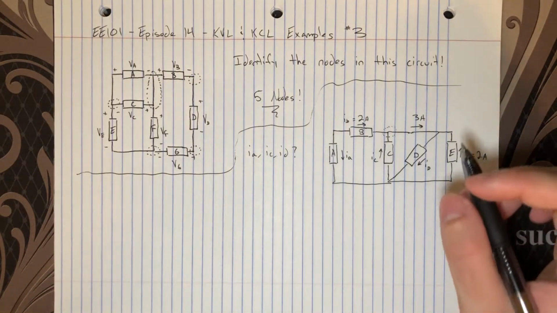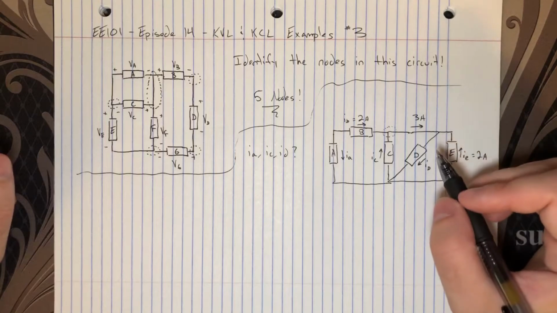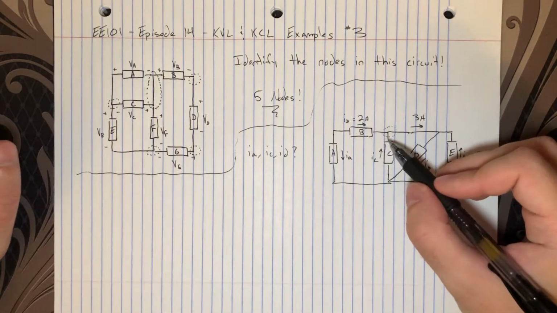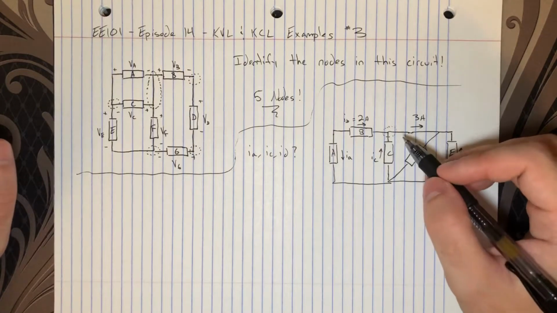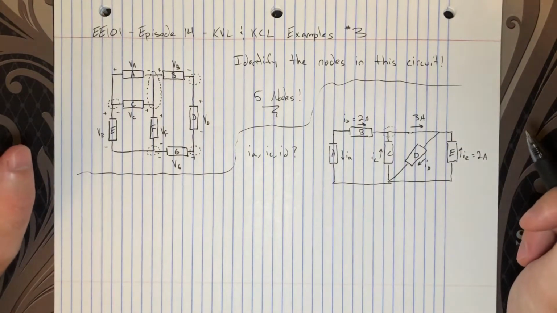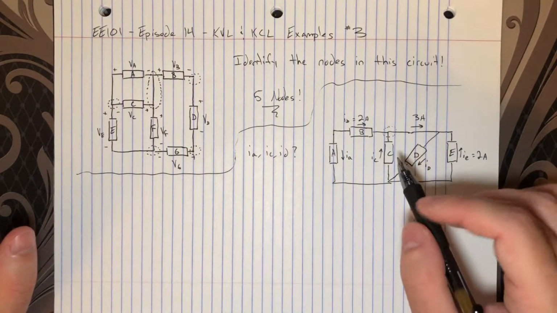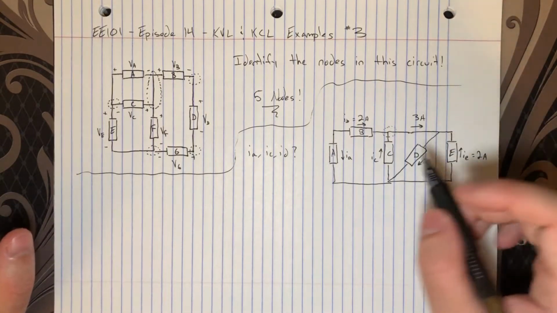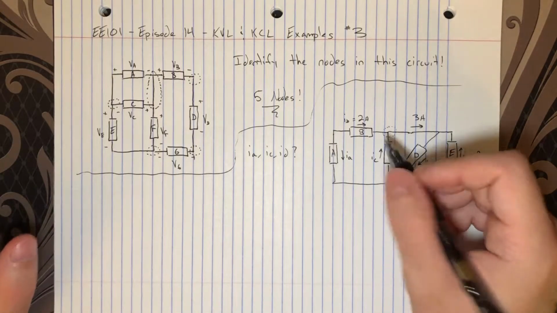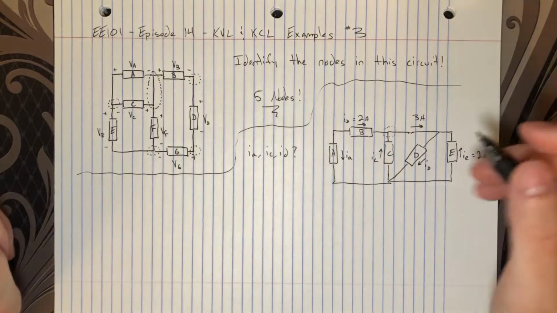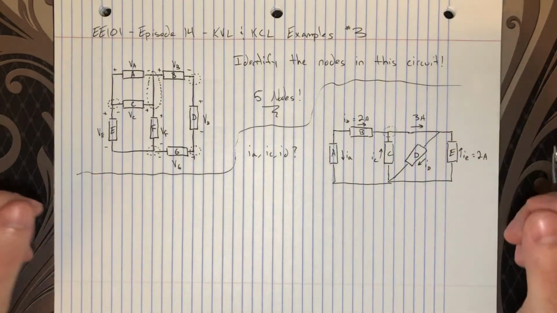So now let's do a quick KCL here. KCL says that the sum of the currents entering a node is 0, and the sum of currents leaving a node is 0. Another way to look at that is that all the current entering the node must equal any current leaving the node. That's just another way of rearranging the algebra.